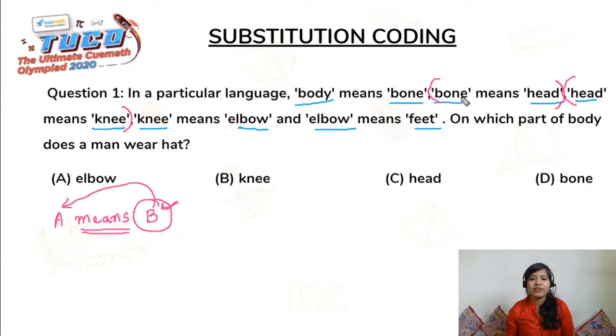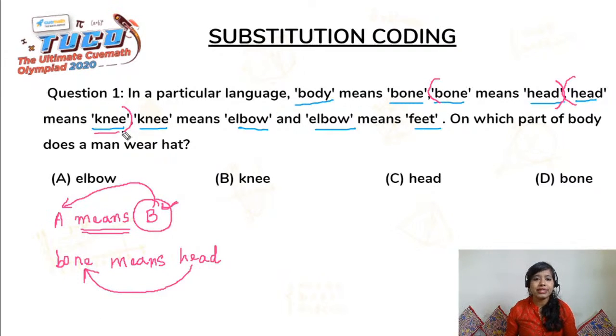So which one do we go ahead with? Do we go ahead with bone means head or head means knee? So when I say bone means head, what does this mean? Bone means head. The actual value is head and it is being assigned to the word bone. And that's what we need. We do not need knee, right? We do not need knee being assigned to head, because knee is not the place where you wear your hat. Head is the place where you wear your hat, right? So head is being assigned to bone. Therefore, your answer would be bone and not knee.